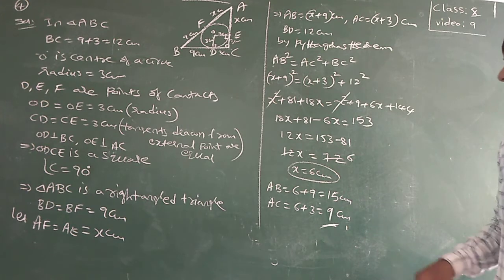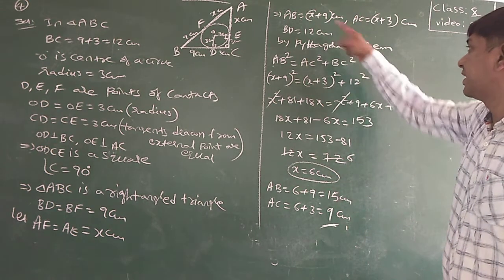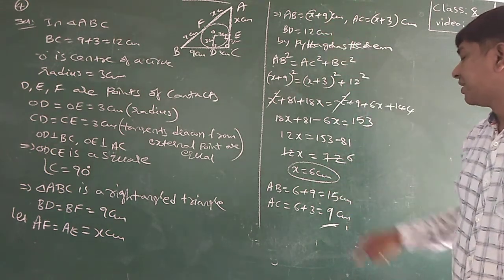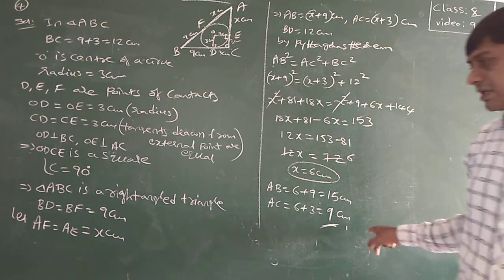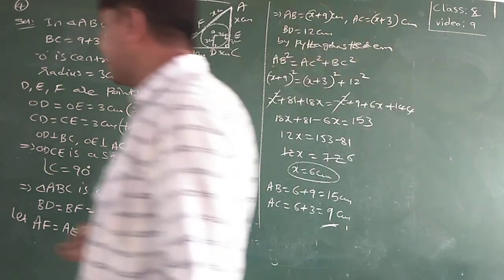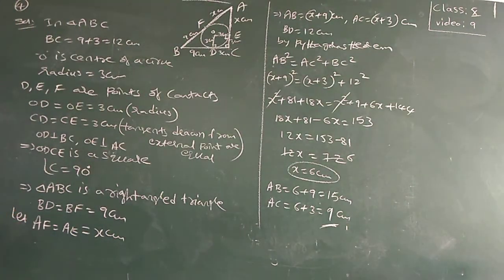12 sixes are 72. X is equal to 6 cm. Then AB is equal to 6 plus 9, 15. AC is 6 plus 3, 9. Before I wrote 12, sir. Correct, it is. Okay, this is your fourth question.